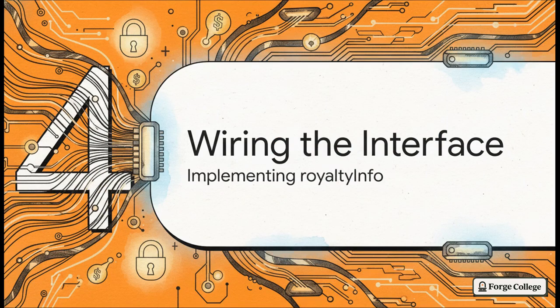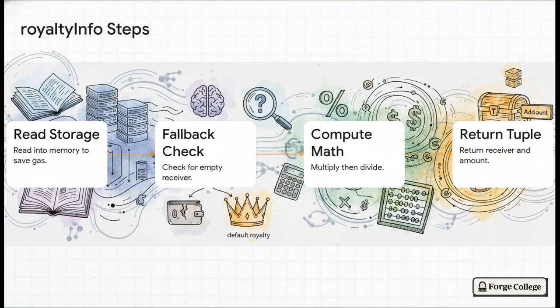All right, Section 4, Wiring the Royalty Info Function. This right here is where the rubber actually meets the road. Check out how straightforward the execution path is across these 4 steps. First, read your storage into memory. You want to avoid those super expensive repeated storage loads.